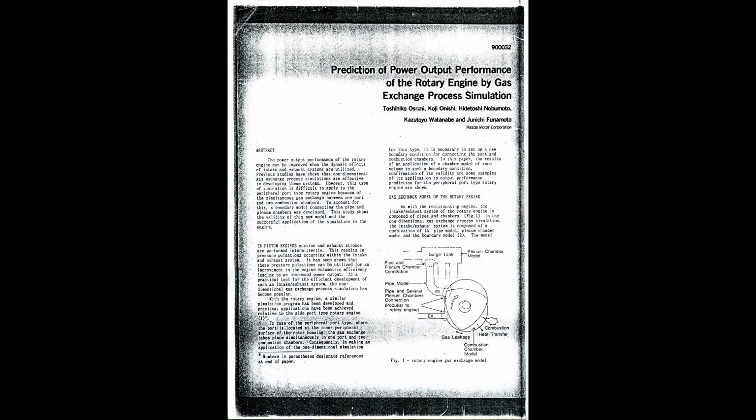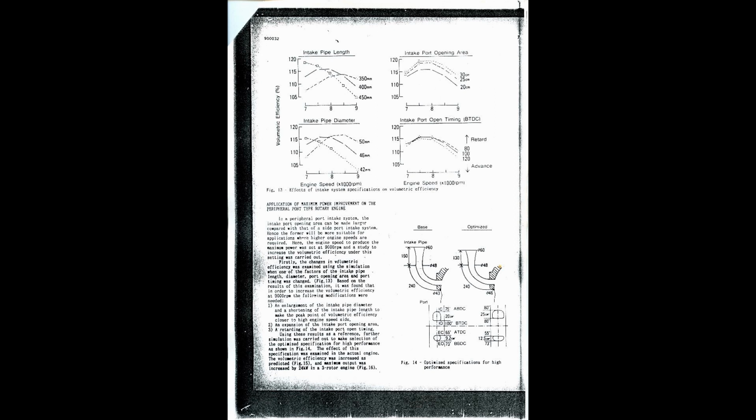Another point of interest is SAE paper 90.0032, which is trying to improve the performance of the Le Mans engine by simulation. If we look down here at their inlet tracks and port dimensions and compare their 1970s peripheral port to their new optimized one, we can see they've reduced the port timing but increased the areas. They also increased their choke window from 43mm to 46mm.